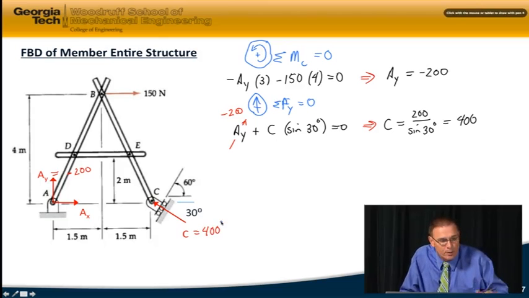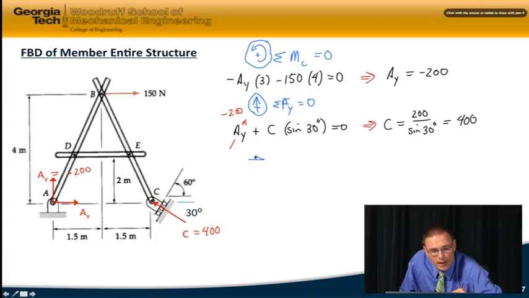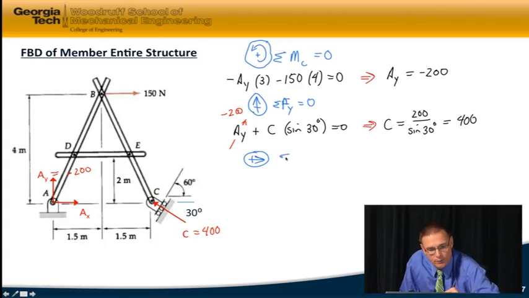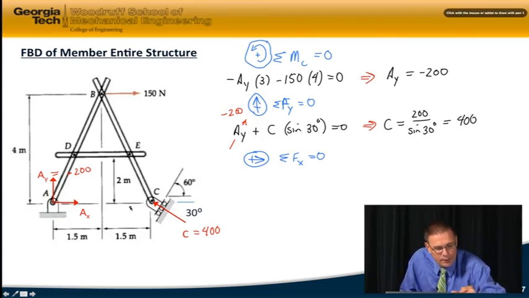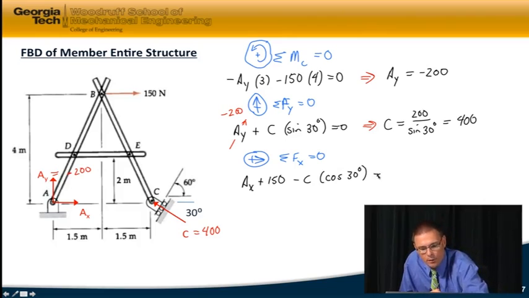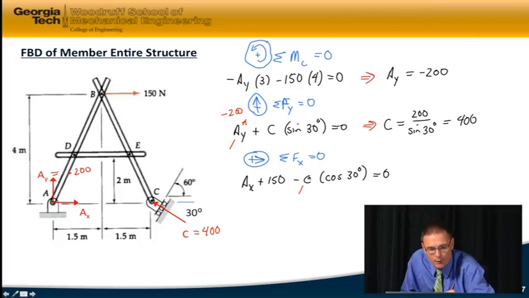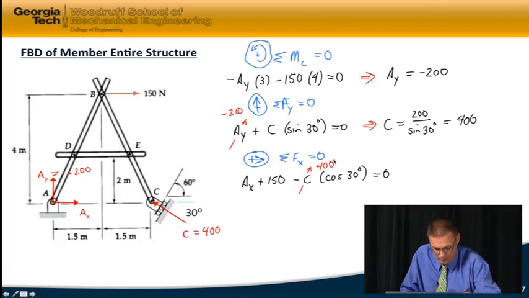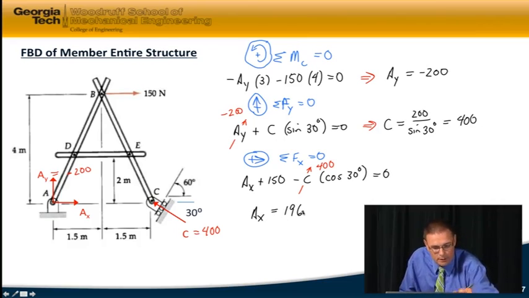And then finally, to get AX, we'll sum forces in the X direction. I'll choose to the right positive. And so we have AX is to the right, so it's positive. 150 is to the right, so it's positive. And then we've got minus C. Its X component is cosine of 30 degrees, equals 0. I'll put in my value of C of 400, and I'll get AX equals 196.